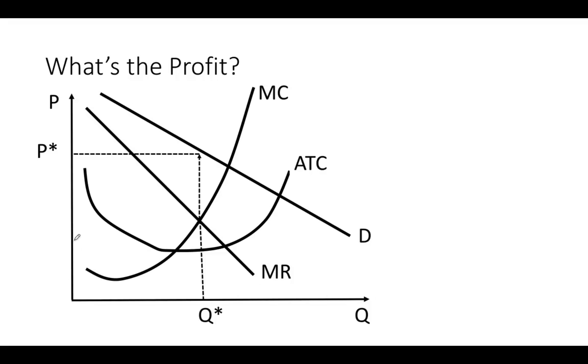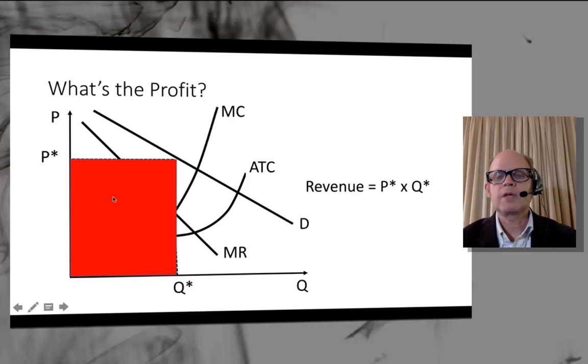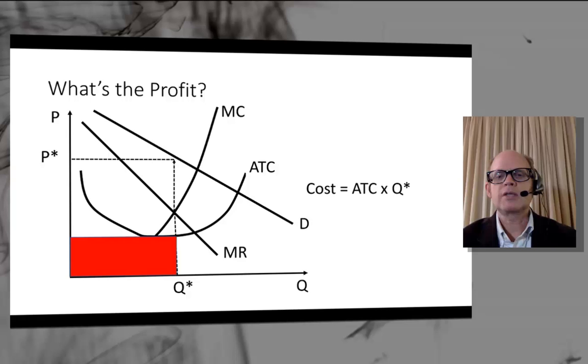So that means your profit is this area in here. Because we took our total revenue, which is this entire rectangle, and subtracted off the cost, and what was left was the profit. So again, here's our total revenue, price times quantity. Here is the cost, total cost, which is the quantity multiplied by the average total cost. And what's left is the profit.